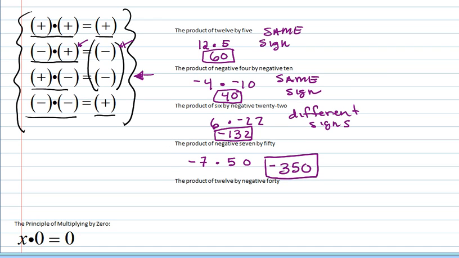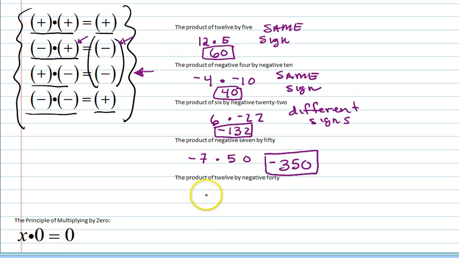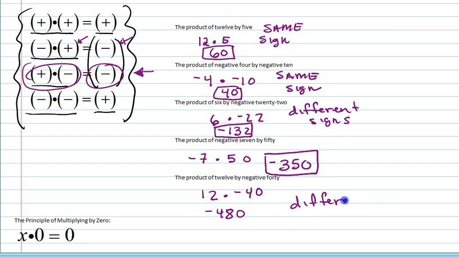Let's do one more example. The product of 12 by negative 40. Right, which rule are we talking about? This one here. Means I'm going to have a negative solution. So 12 times 40 is 480. And I'm going to give it a negative sign because I have different signs. So my answer is negative.